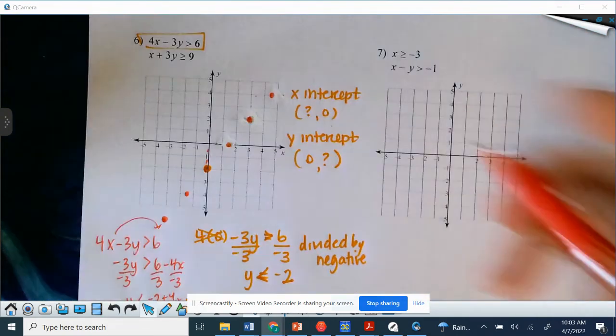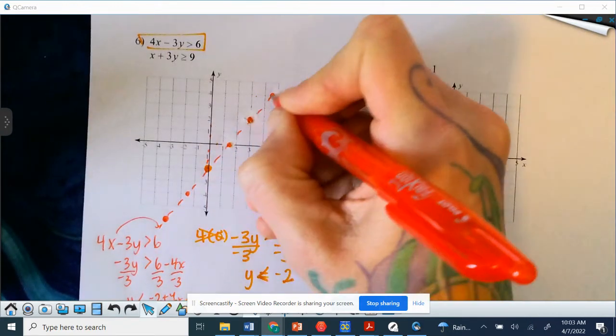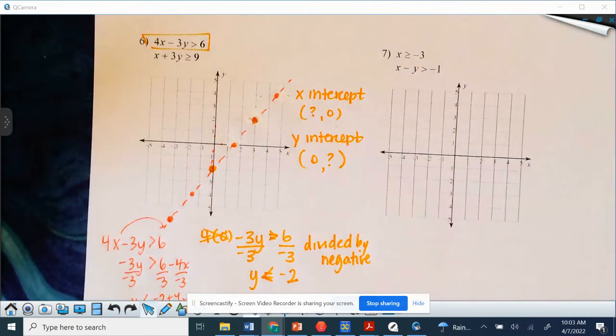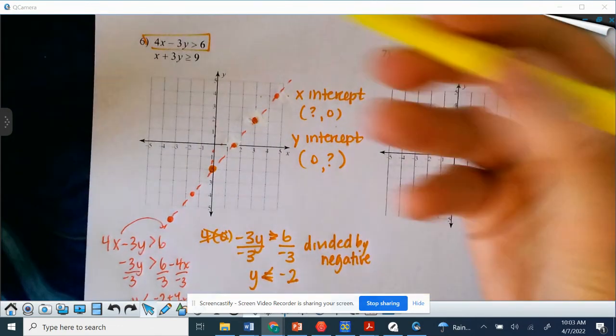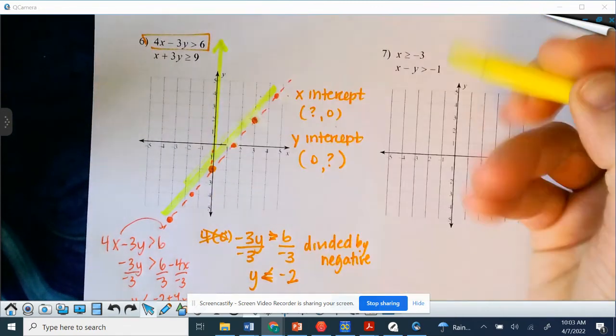It is a greater than, so it's going to be a dashed line. It's greater than, which means it's going to go up. So we're going to go up from here on our y-axis, and up being that way. So we're going to shade in that direction.